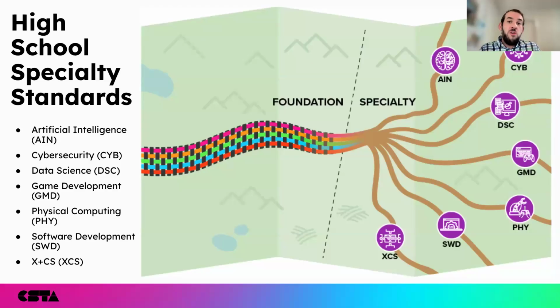After students develop a strong foundation, they may elect to pursue advanced domain-specific learning aligned to high school specialty standards. This is a new feature of the 2026 standards. These high school specialty standards are organized into seven areas. Those are AI, cybersecurity, data science, game development, physical computing, software development, and X plus CS. And each of these domains has its own set of standards.